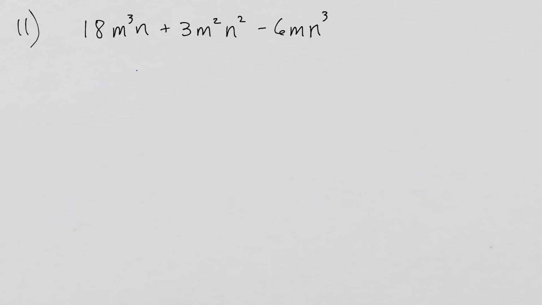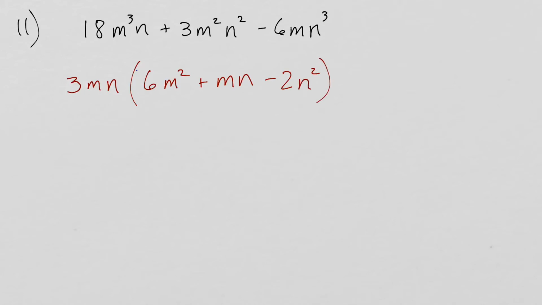All right, in this problem, there's something common to each term. Each term is at least divisible by 3. They have at least an m, and they all have at least an n. So that's the GCF that I'm going to start with. And I'm going to have a 6m squared left from the first term plus mn from the second term minus 2n squared from the last term.